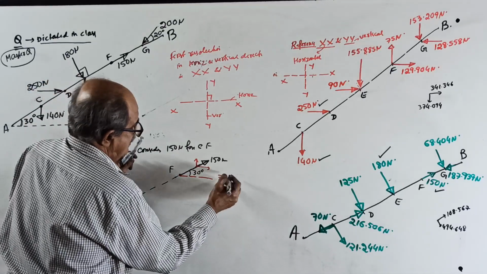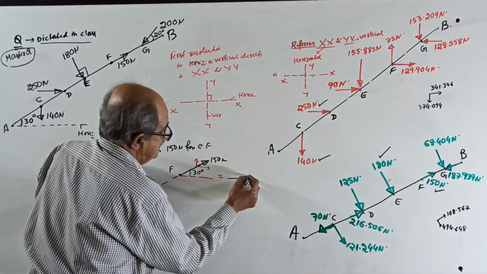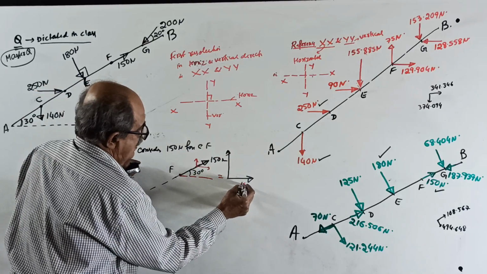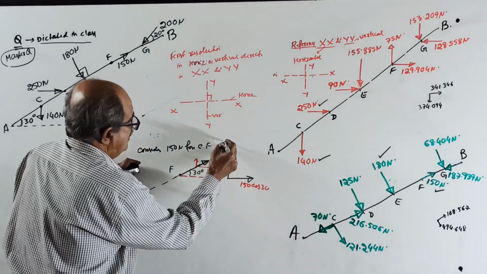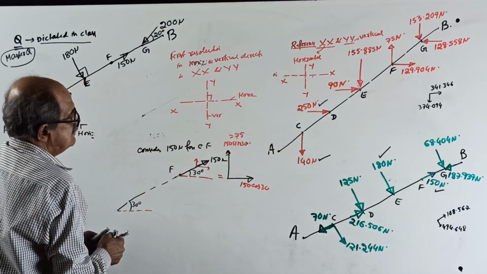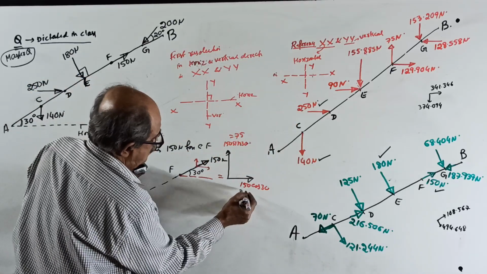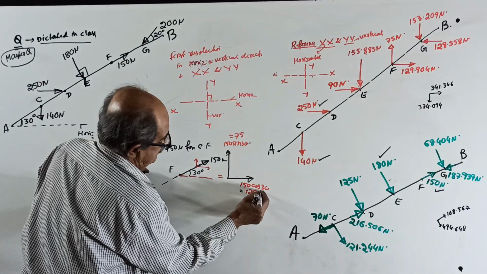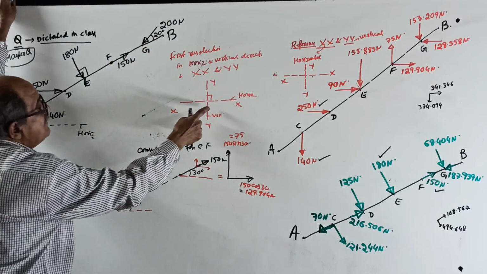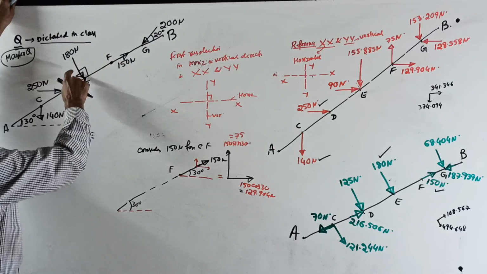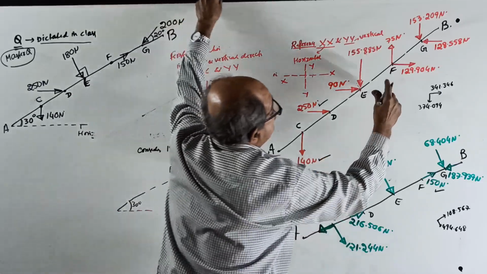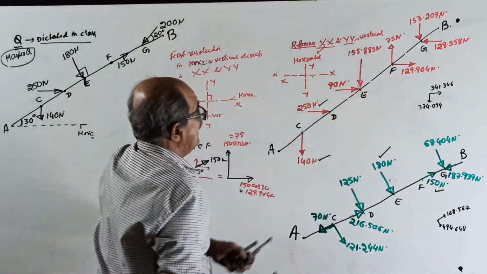The right side component is 150 into cos 30, and the upward component is 150 into sin 30. This is undoubtedly 75. Why? Sin 30 is half. The other is 129.904 Newton. Therefore, this 150 Newton, when you consider x and y, is an inclined force, and this inclined force will have components like this. I entered 129.904 here, 75 here. Okay, that is also over.